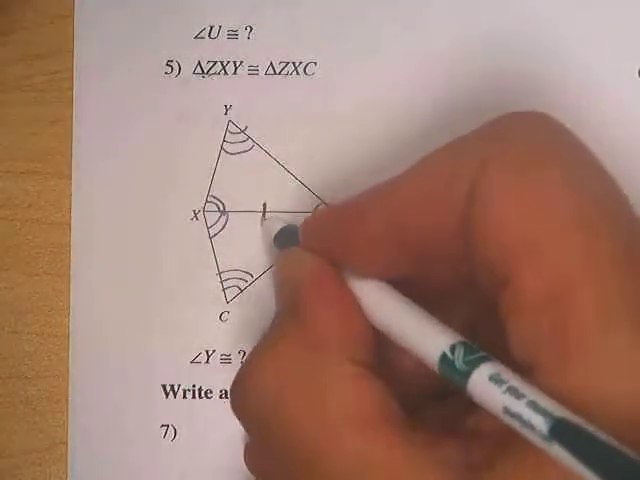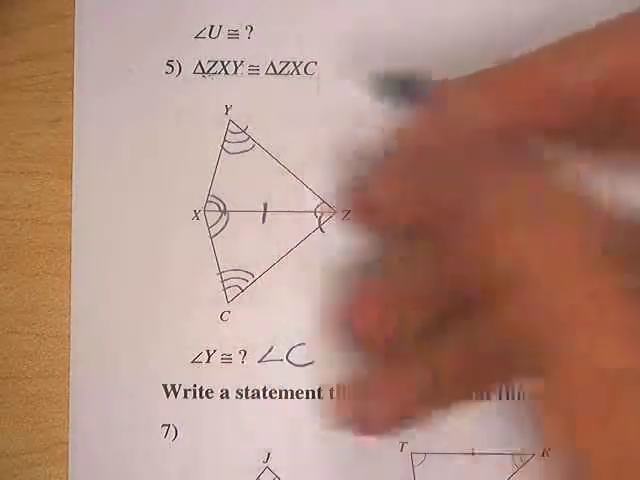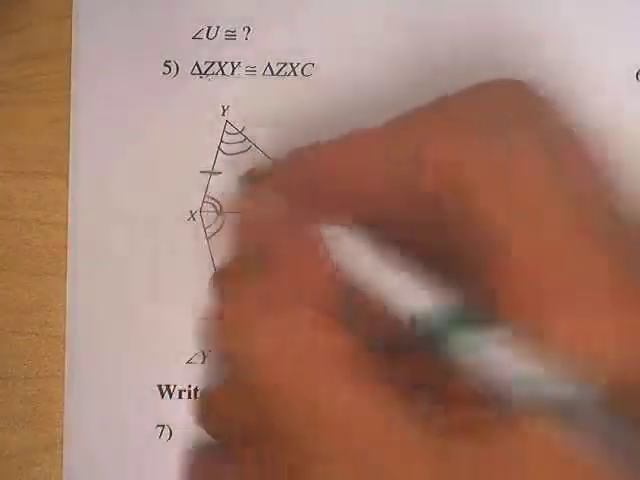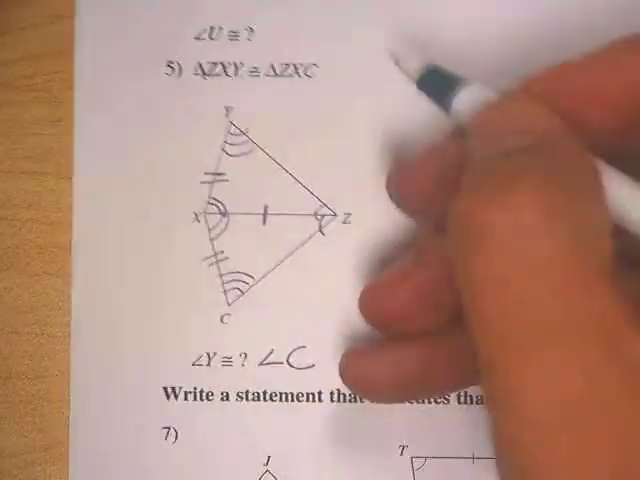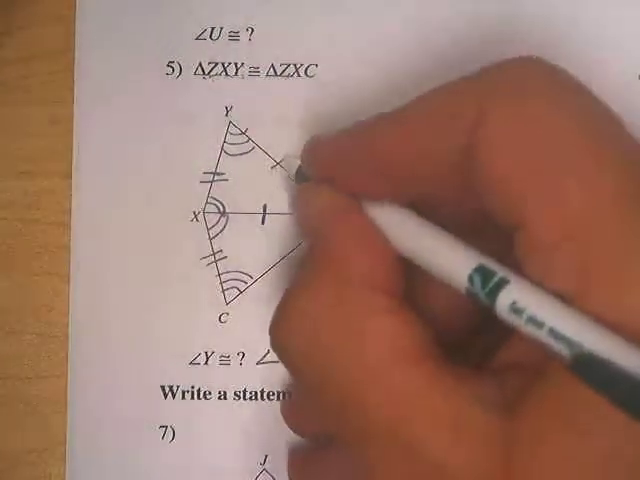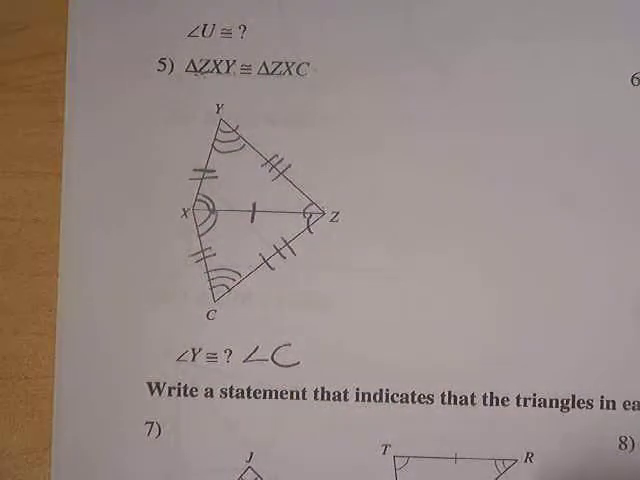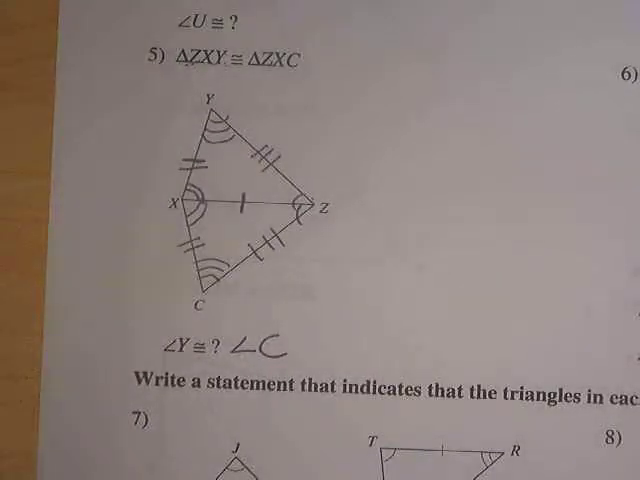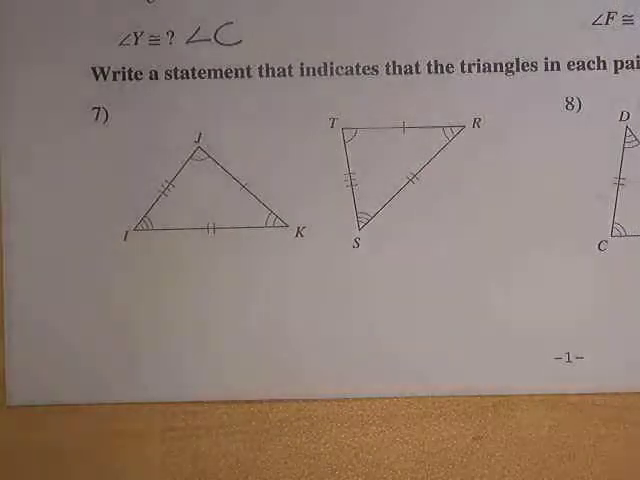Let's fill in the other parts. ZX is congruent to ZX. XY is congruent to XC. And ZY is congruent to ZC. All right? So that's an example of looking at corresponding parts.